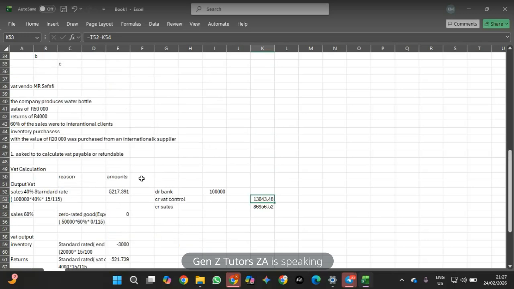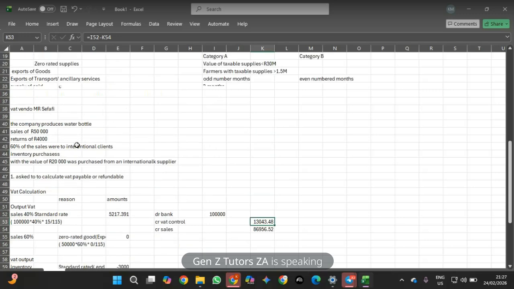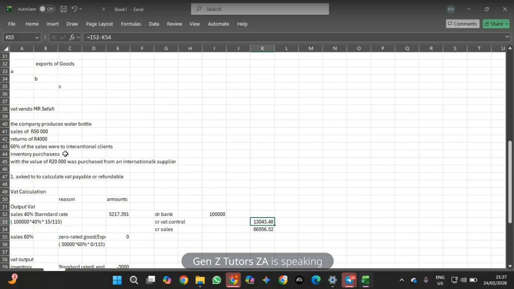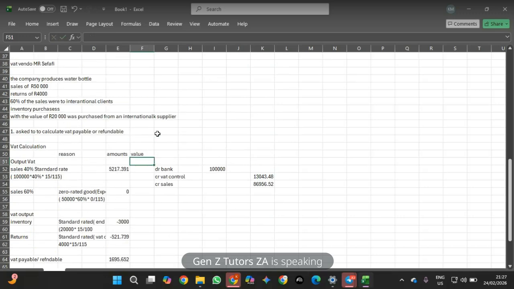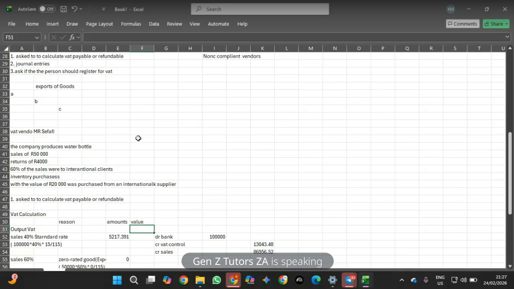Maybe you might be asked whether this person is actually a VAT vendor, or whether this person should register as a VAT vendor. Now that we've calculated those items, to assess whether this person would be a VAT vendor or not, I'm going to write here: value. This is very important. For a person to register as a VAT vendor, the value of the items they are supplying has to be beyond 1 million.